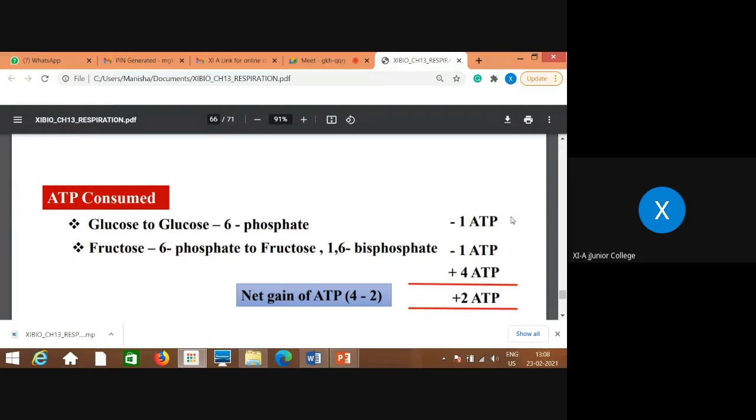So out of 4, 2 are utilized. So what is the net gain? 2. So at the end of glycolysis, total ATP generated are 4, but 2 are utilized. So the total net gain of glycolysis is 2 ATP.